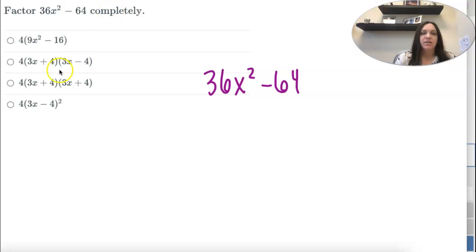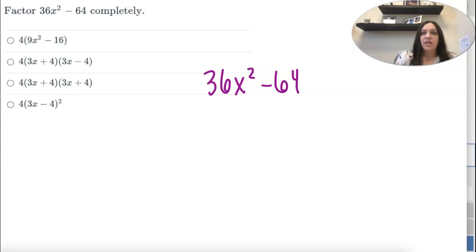So we want to get this in factored form, and if we were to multiply like we did in the last section, we would be back here. Okay, so we're going backwards. In the last section we multiplied, now we're going back to the other form.